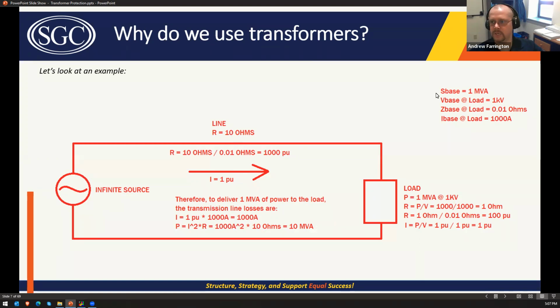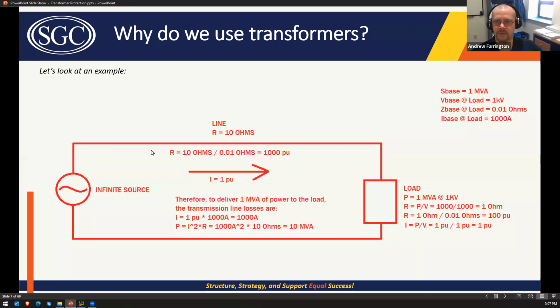You can calculate your S base at 1 MVA, the V base at the load of 1 kV, the Z base, which is just the V base squared divided by the S base, which would be 1 ohm. And then the current base at the load is, excuse me, the other way around, S base divided by the V base, which is 1,000 amps. It would take 1,000 amps to reach your 1 MVA at 1 kV.